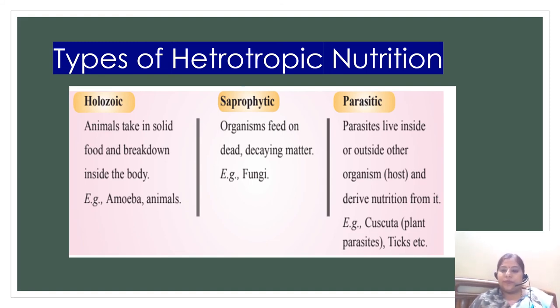Saprophytic nutrition. In this nutrition, the organism is feeding on dead and decaying matter. For example, fungus. Parasitic nutrition. In this, the parasite is living inside the body of the host and derives nutrition from it. For example, Cuscuta, which is a plant parasite, and ticks, which are animal parasites.